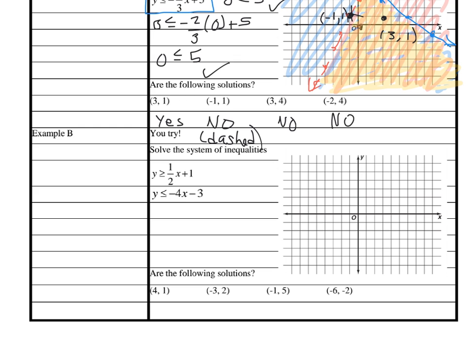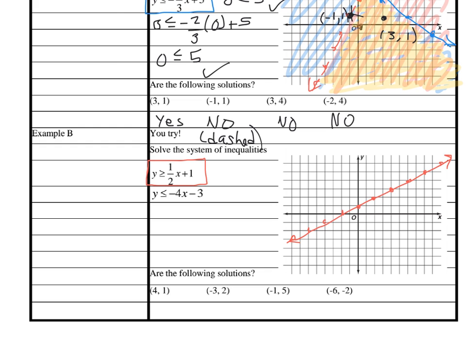Example B, you try. Solve the system of inequalities. So what we're going to do is, I'm going to have you try this one by yourself, but we'll check it one inequality at a time. So take a moment and go ahead and graph this inequality on the graph to the right, please. And then we'll check and see if you got the same thing that I did, and then we'll do the second inequality. So go ahead and do that first inequality on the graph, please.